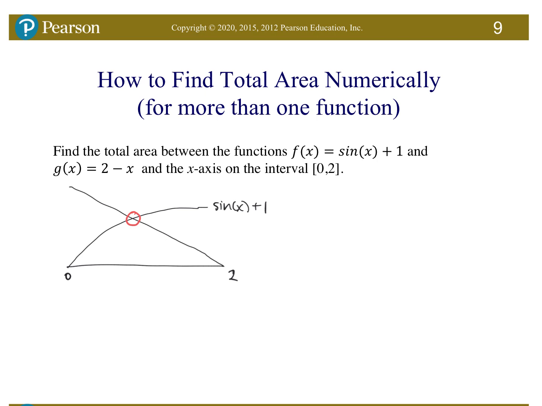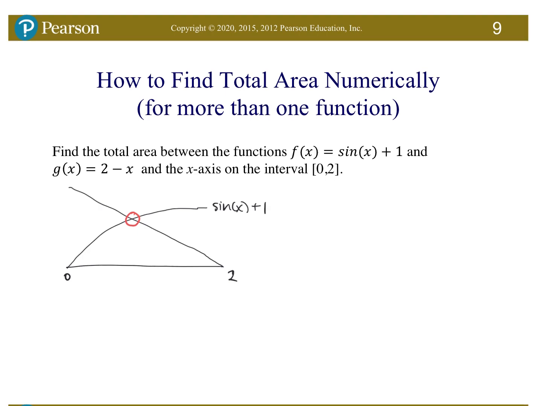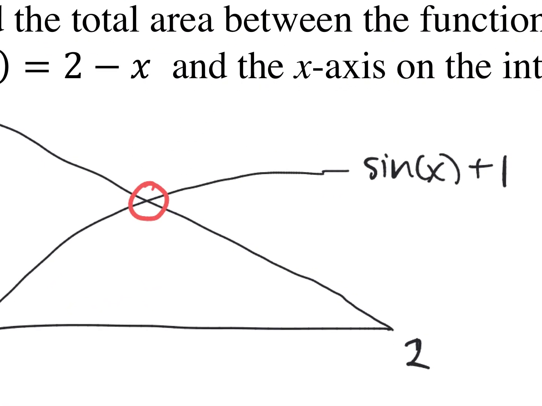You guys know how to use your calculator to do that? Okay, find the intersection. So second trace, go to the intersection, and have your calculator calculate that. All right, I get 0.511. Okay, but that's a rounded one.